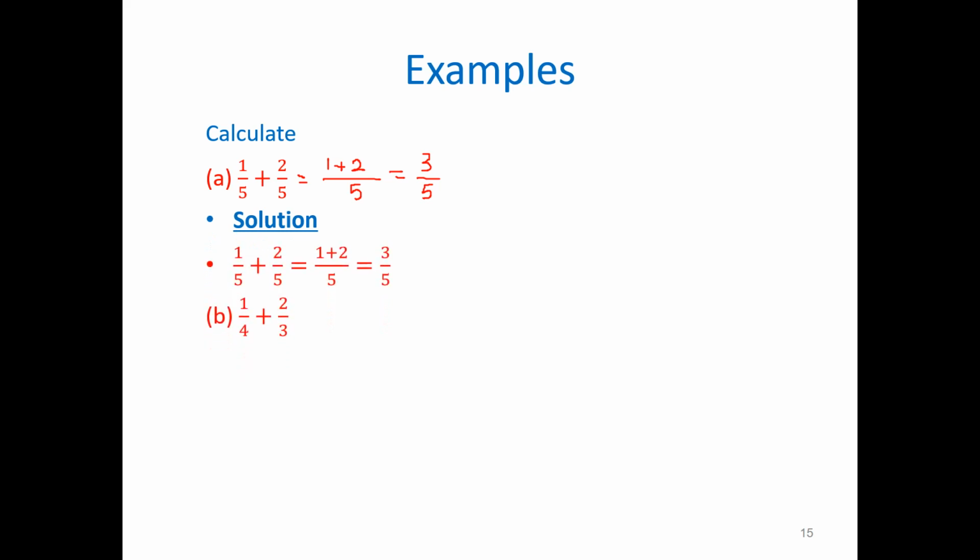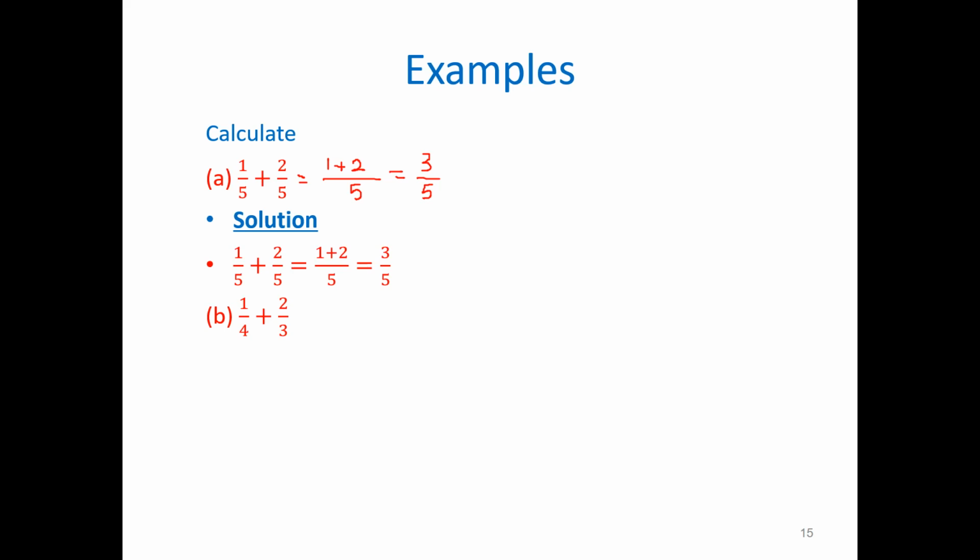The next example is 1 over 4 plus 2 over 3. Now we want to add these two fractions. The denominator of the first fraction is 4, and the denominator of the second fraction is different, it is 3. So we cannot add the numerators here because the denominators of both fractions are different. The final answer will be a fraction. Which denominator to choose, 4 or 3? We cannot choose 4, we cannot choose 3. So we have to make these two fractions have the same denominator.